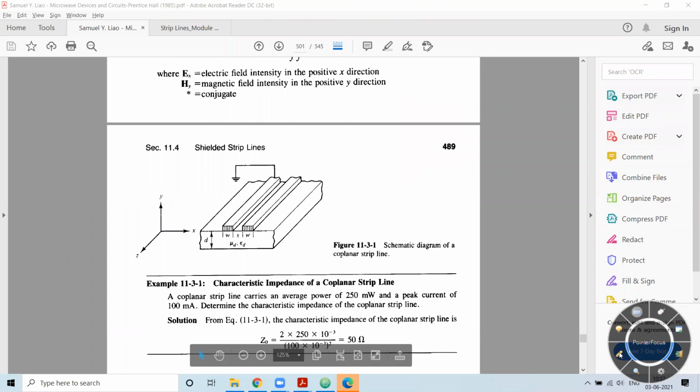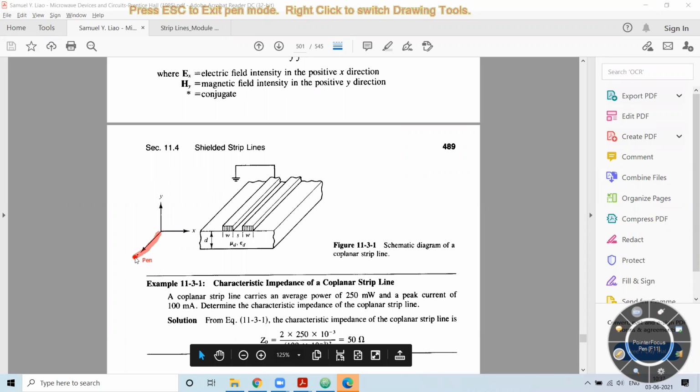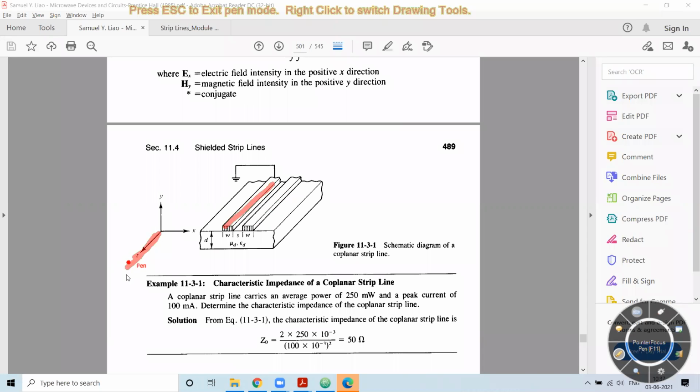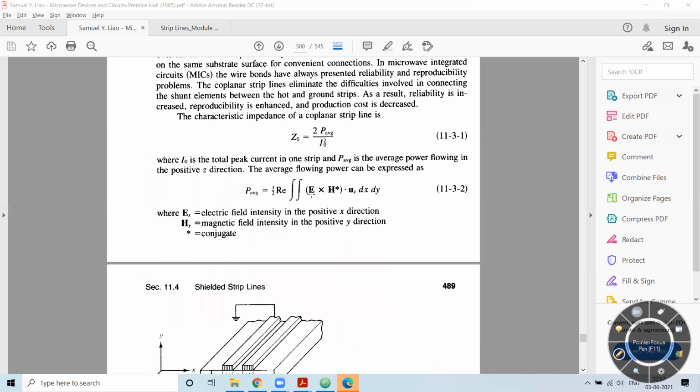The planar structure is placed along this direction, and the wave will be propagating along the Z direction. When the wave is propagating along the Z direction, you have an electric field associated in the Y direction and a magnetic field associated in the Z direction. And when you take the cross product, its unit vector will be along the Z direction. So that is what it is resembling over here.